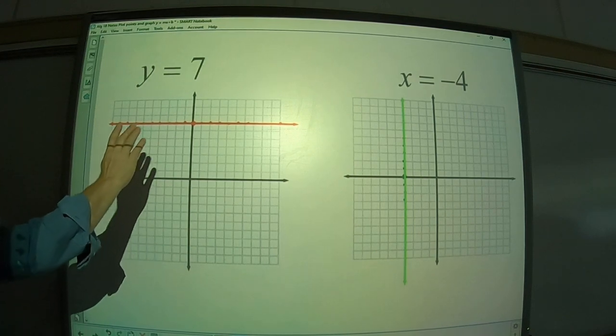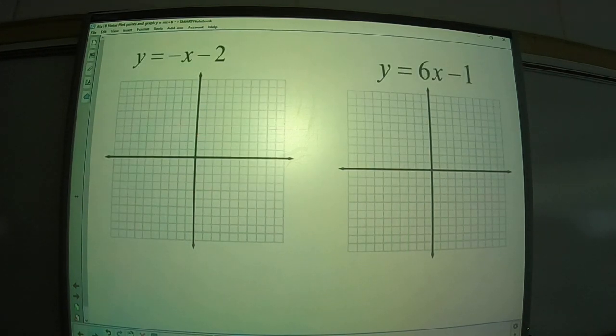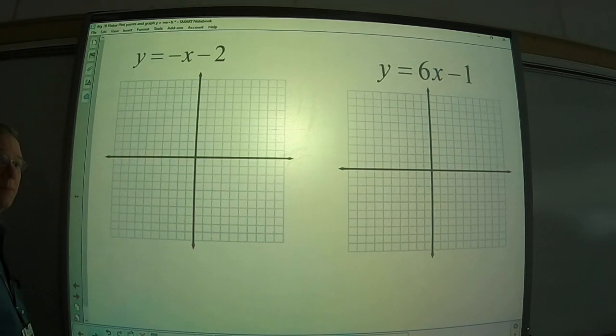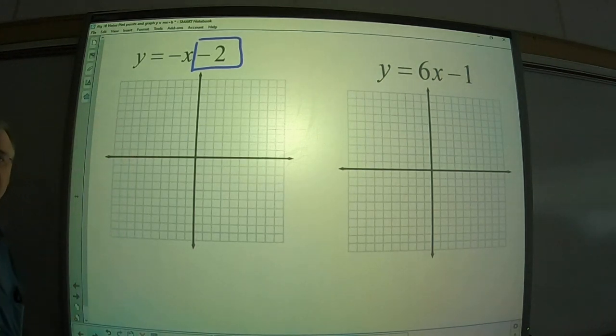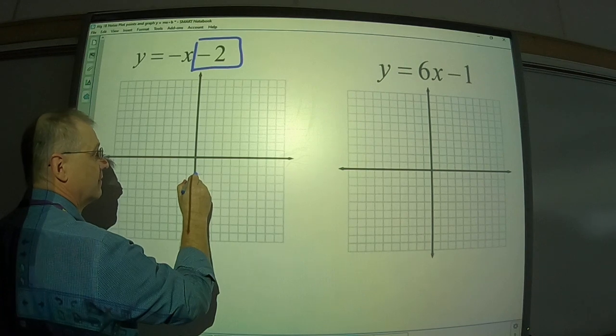So a horizontal line, a vertical line. Remember we talked about that the other day when we worked with writing equations of lines. Now we have slope-intercept form, y equals negative x minus 2. If I'm going to graph this, I need to know what my y-intercept is. That's that b value, that's this. So that's where it crosses the y-axis, down 2 in this case.